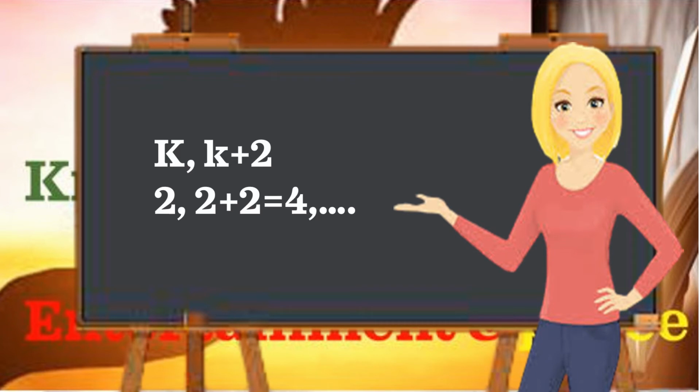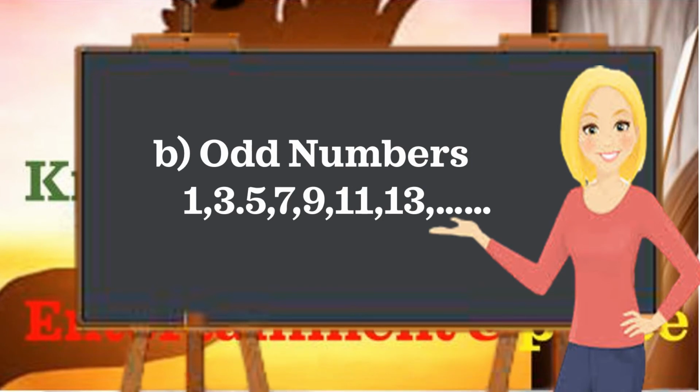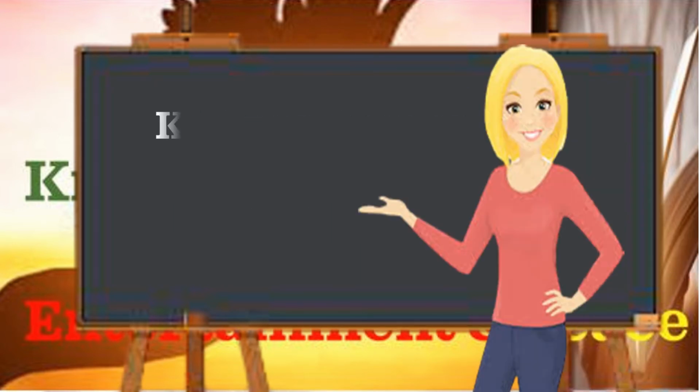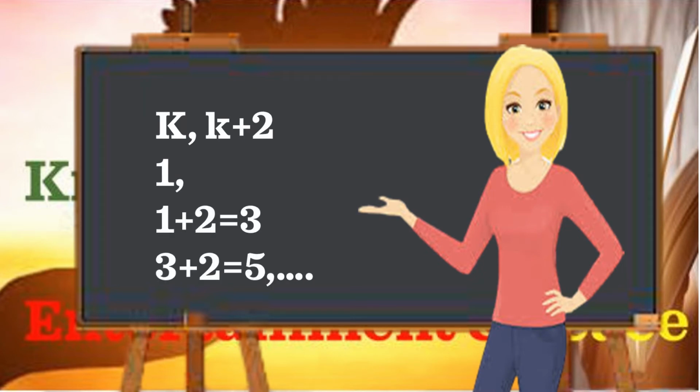2 is the first number, the next number is 2 plus 2, that's equal to 4. The second division of counting numbers is odd numbers. Odd numbers are 1, 3, 5, 7, 9, 11, 13, etc. Odd numbers are formed by adding 2 but starting from 1. We know that even numbers start from 2 but odd numbers start from 1. If k is an odd number, then the next odd number is k plus 2.